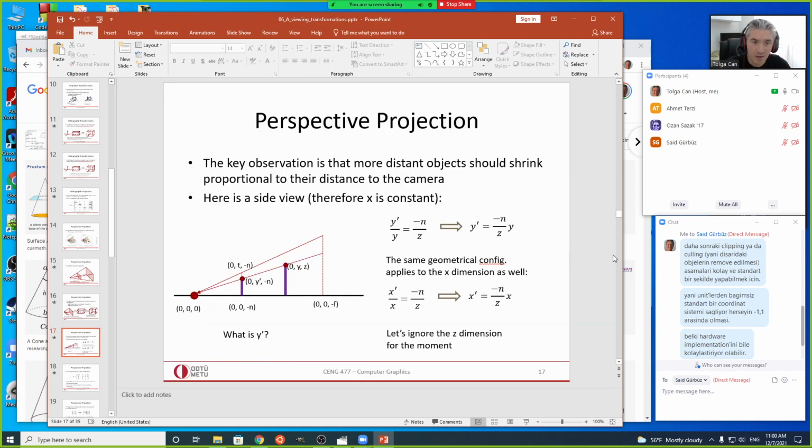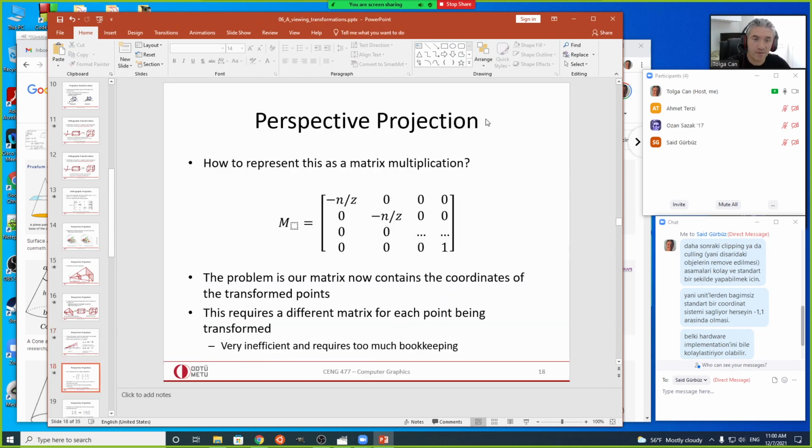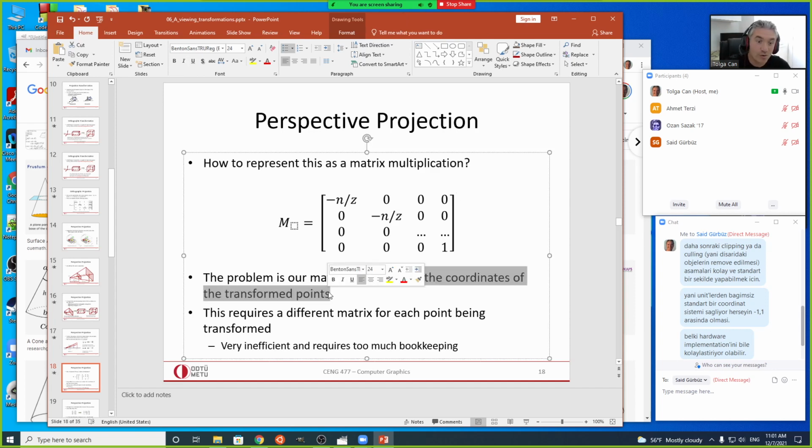So we have this one, and how can we represent it as a matrix multiplication? I mean, can you write it -n over z, minus n over z like this? Can you form a matrix like this? Not a chance, because this z is the z that should appear on the right hand side. This is not a constant. You cannot have a matrix like this, because this z belongs to the vertex on the right hand side. It contains the z coordinate of the points to be transformed. So it's not possible. We cannot have a matrix like this.